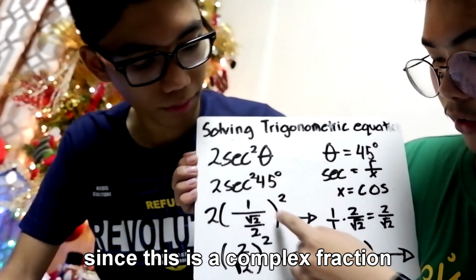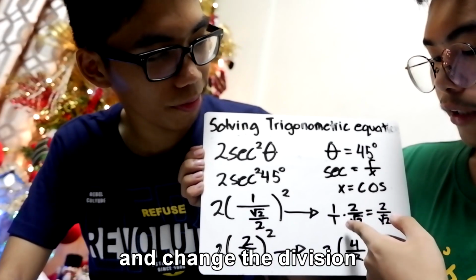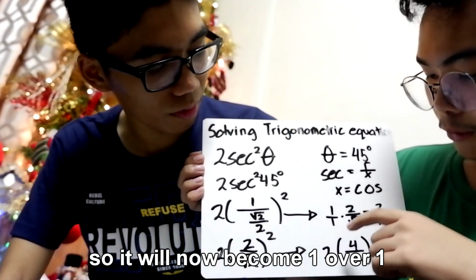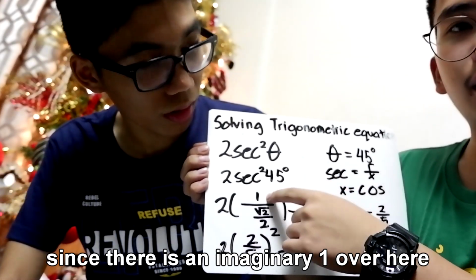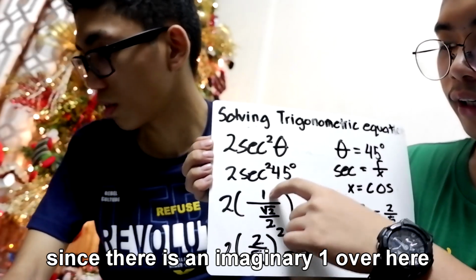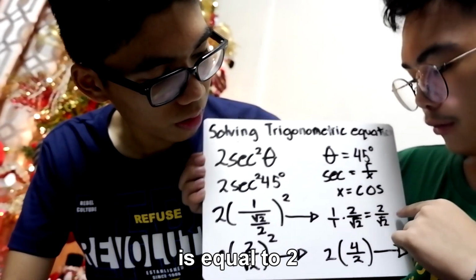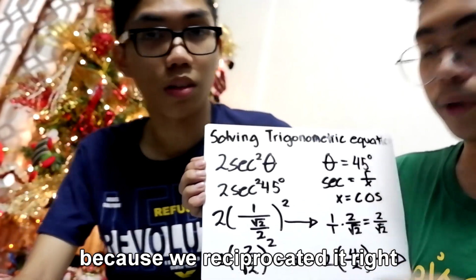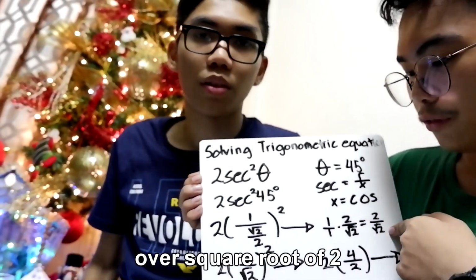Then since this is a complex fraction, we're going to reciprocate the equation and change the division into multiplication. So it will now become 1 over 1, since there's an imaginary denominator here. So 1 times 2 is equal to 2, and 1 times square root of 2, because we reciprocated it. It will now become 2 over square root of 2.